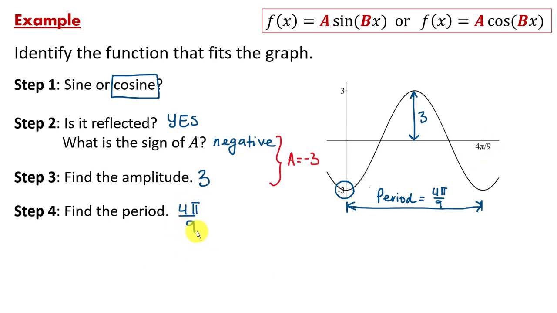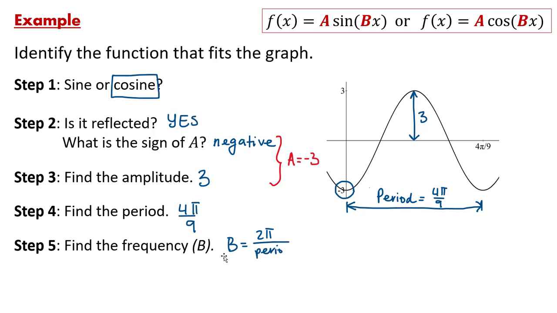Once we identify the period, we're ready to calculate the frequency. The frequency is found by using the following formula. We take 2 pi and divide it by the period. So that means that we're going to get 2 pi over, the period is 4 pi over 9. So to divide, I'll have to take 2 pi, put it over 1, and multiply it by the reciprocal of the denominator. So 9 over 4 pi. Once I divide 2 pi, I'll get 9 over 2. And we usually keep frequency in the form of an improper fraction. So it's going to stay like that, 9 over 2.